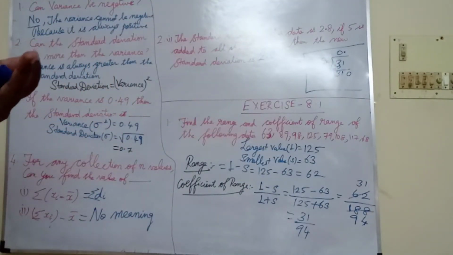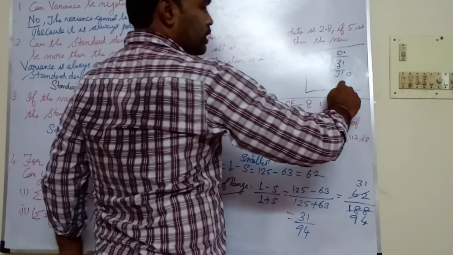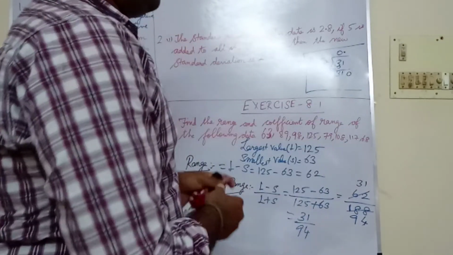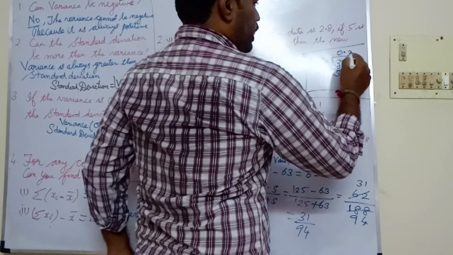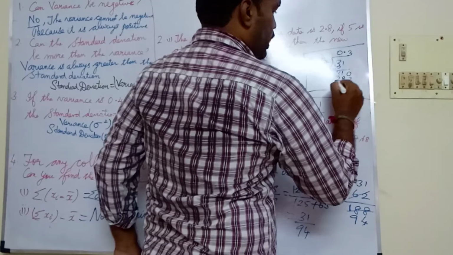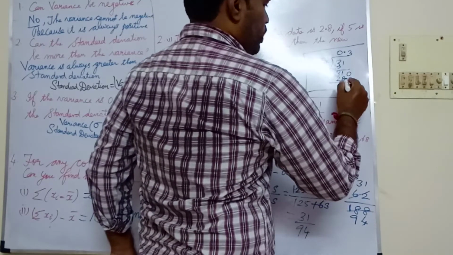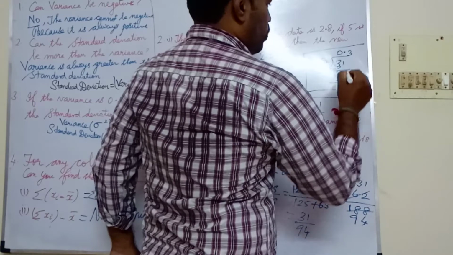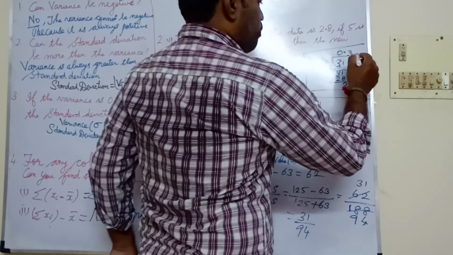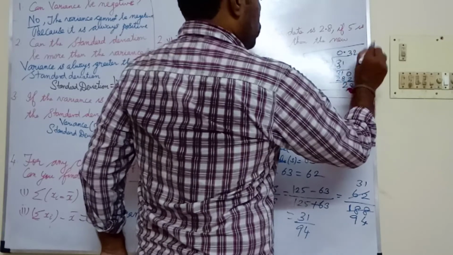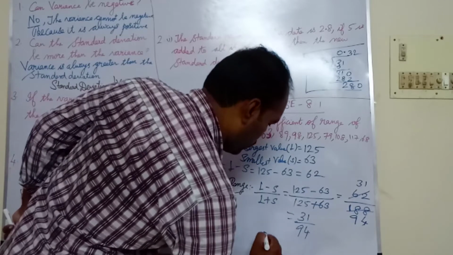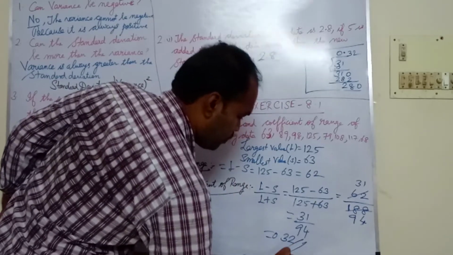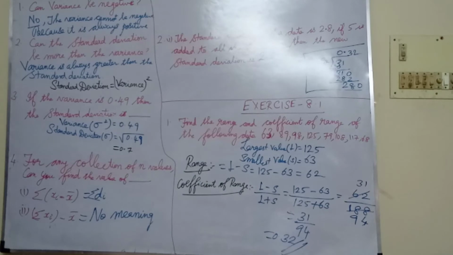How many 94s can we get here? 3. 3 into 4, 12, balance 1. 3 9s are 27. 27 plus 1, 28. What will remain? 28, 0. Here, how much will come? 2. 2 into 94, 188. So now 0.32 is the value. Please make a note of it.